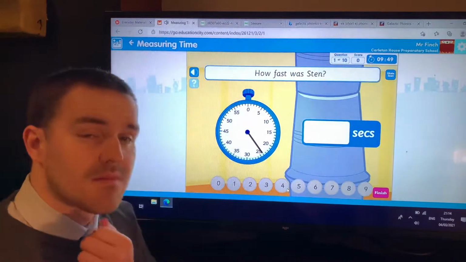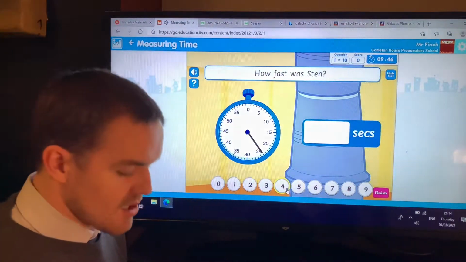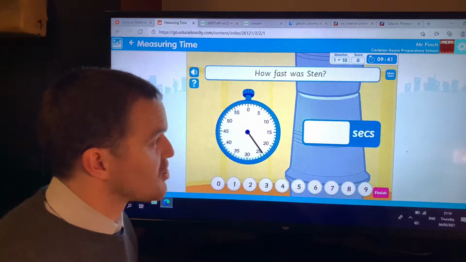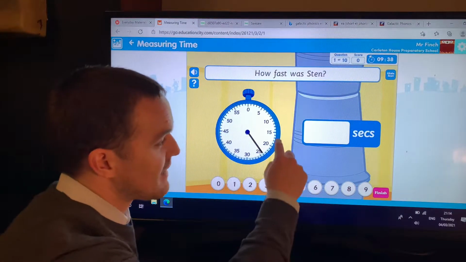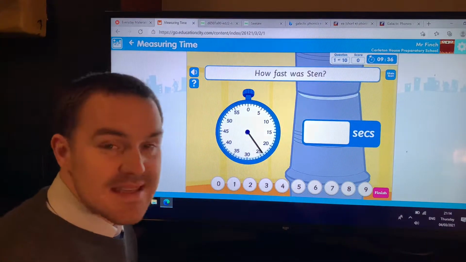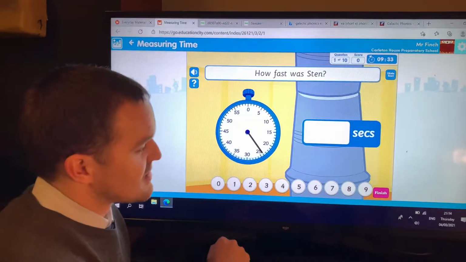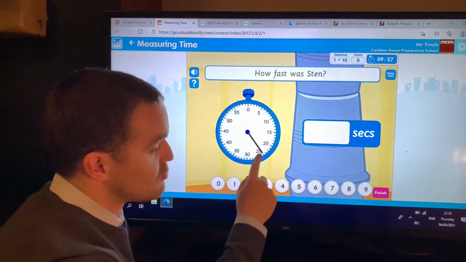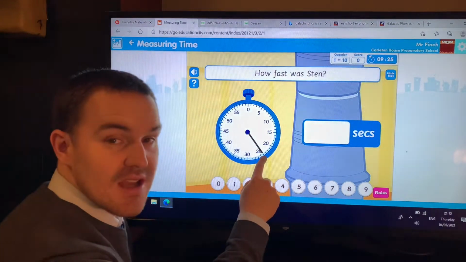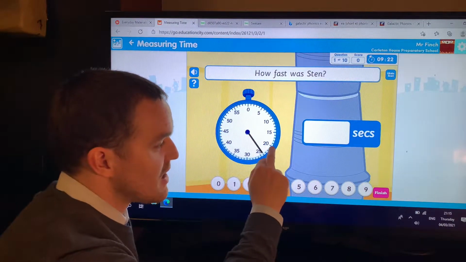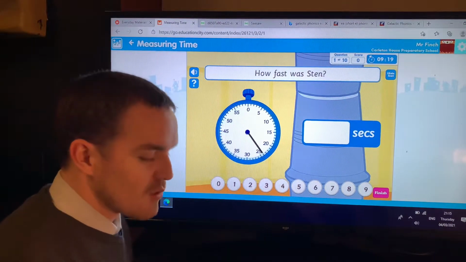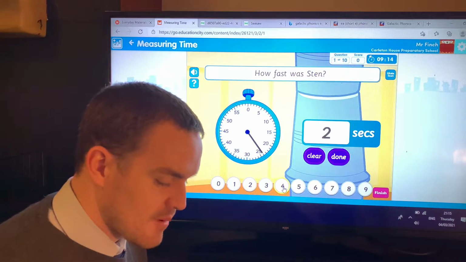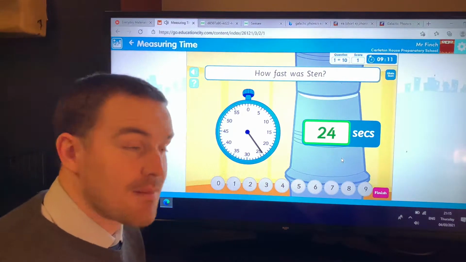Okay, guys. How fast was Sten? So let's see. Every little line between, as you can see, our stopwatch is counting up in 5s, but every little line between that is just counting one more. So I can see here that Sten's top time was 1 less than 25, and 1 less than 25 seconds is 24 seconds. If I want to just double check that, I can count on from 20, 21, 22, 23, 24. So Sten took 24 seconds to do that. That was his time, okay? So I'm just going to type in 24.